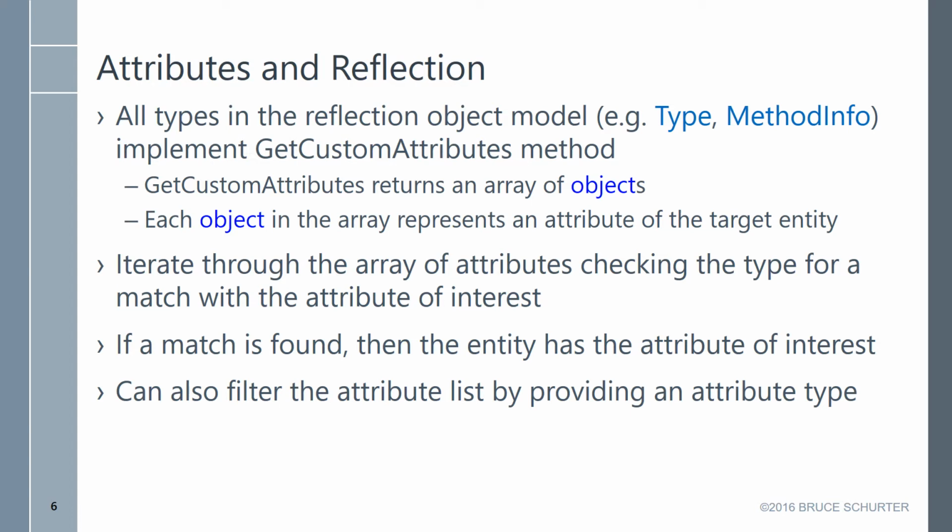object that points to that method and specify that MethodInfo object dot GetCustomAttributes, and then typeof the attribute type I'm looking for. Then it returns an array of objects. If the array is empty, that means it was not able to find any of those attributes on that particular entity. You can then iterate through the array of the attributes, and then you can check for a match based on the information you are looking for.